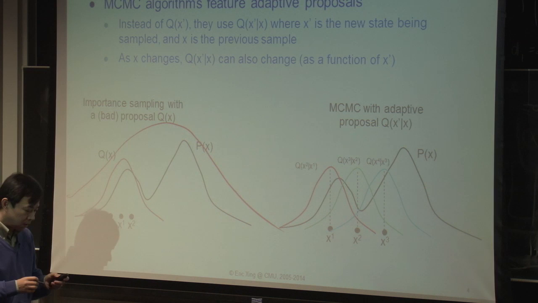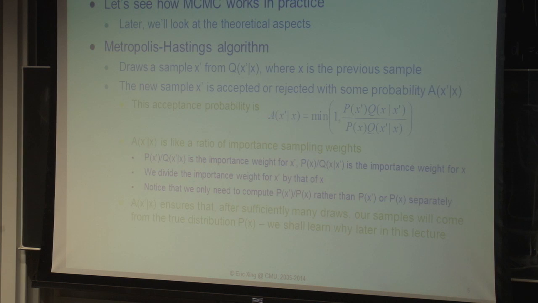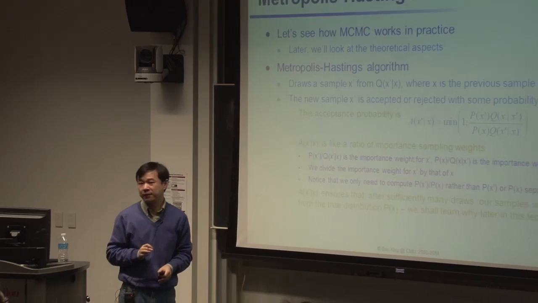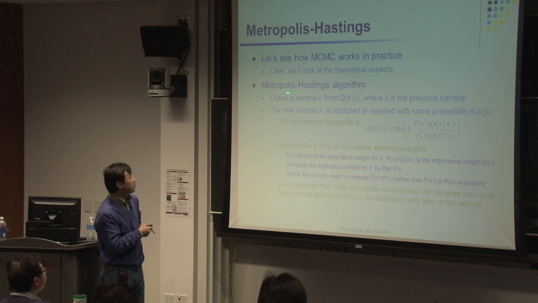So this is a heuristic. The big story is how to make it principled. So let me begin by presenting you the algorithm, okay? And then I'm going to show you this algorithm is correct. It's going to guarantee you to do the right thing, okay? So here is the algorithm. It is called Metropolis-Hastings.